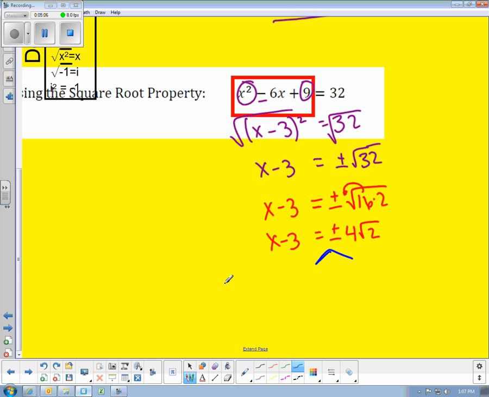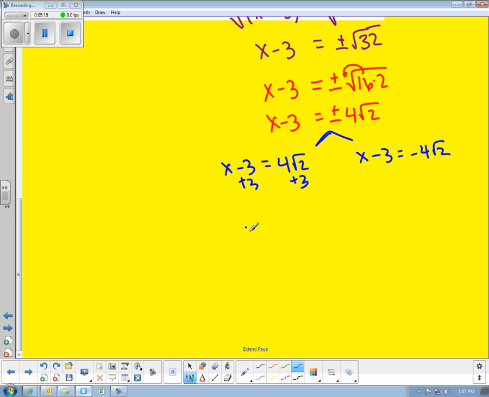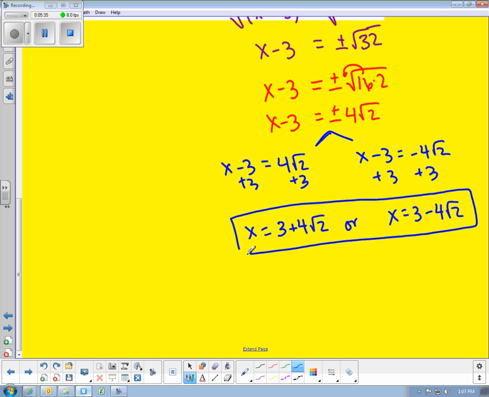Split it apart. I get x minus 3 is equal to 4 root 2, and I get x minus 3 is equal to negative 4 root 2. If I add 3 to both sides, I get x equals 3 plus 4 root 2, or over here, I get x equals 3 minus 4 root 2. So two possible solutions. This time they just have a simplified radical in them.